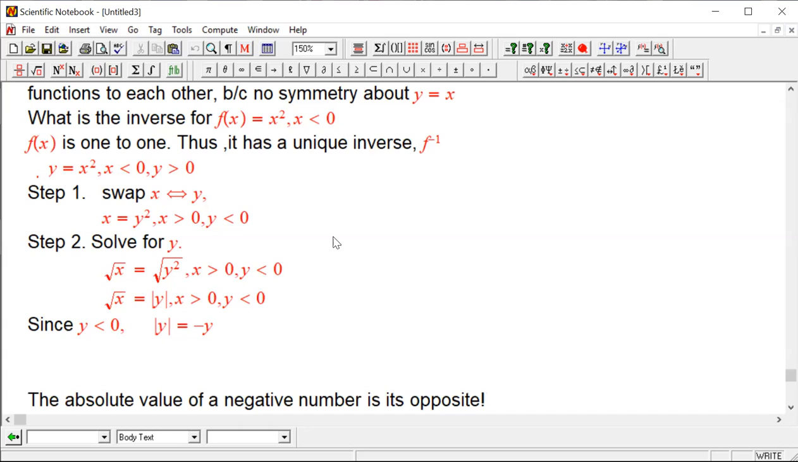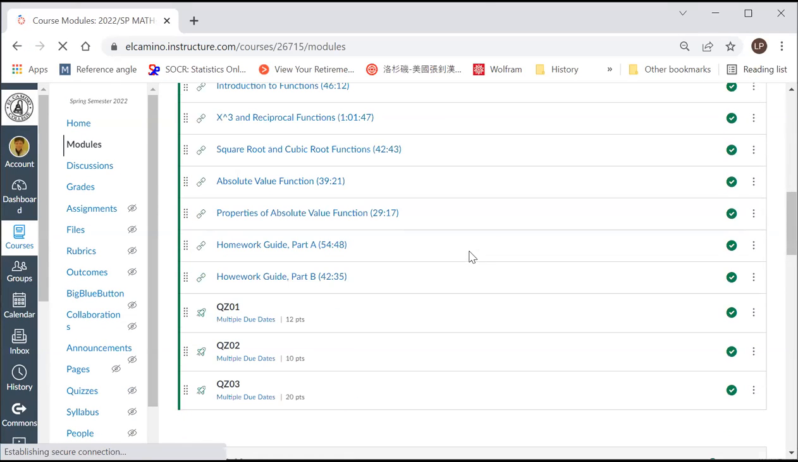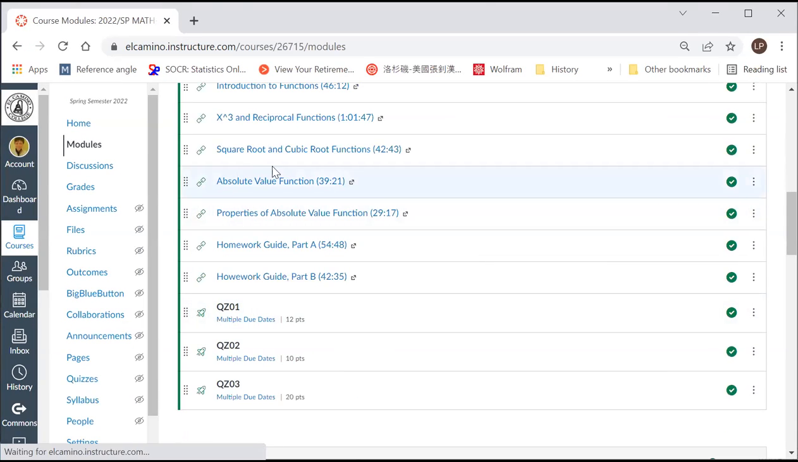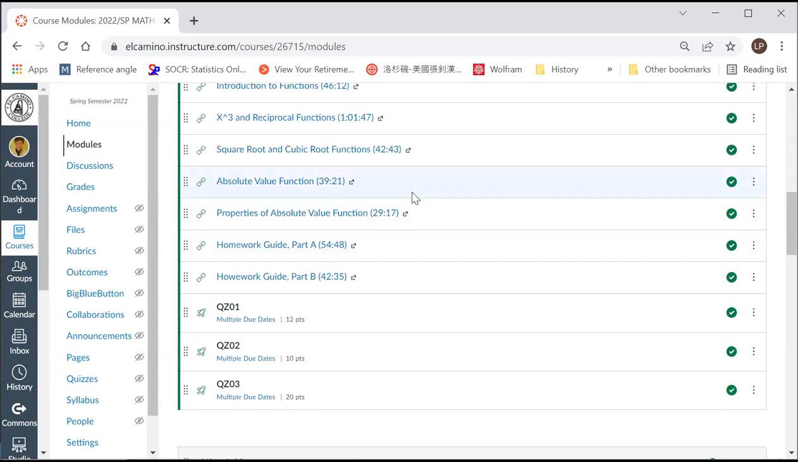Y itself is negative. I really ask you guys, if you have issues here, you really need to get over this. Please go back to see these lessons on the absolute value function right here. I spent about 40 minutes explaining in these two lessons.